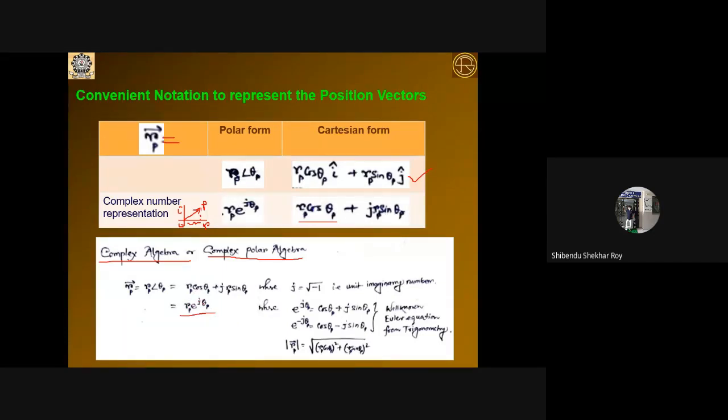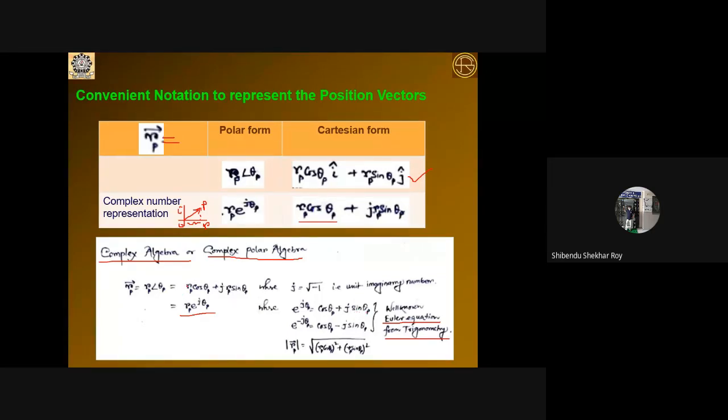So the r_p e to the power j theta_p, from your mathematics you might know, and you expand it, it will be r_p cos theta_p plus j r_p sin theta_p, where j is the unit of imaginary number, root over of -1. Now you know from your well-known Euler equation from trigonometry, e to the power j theta_p, where j equals root over -1, equals cos theta_p plus j sin theta_p. And if it is so, e to the power j theta_p, with that r_p you multiplied, then you will get r_p cos theta_p plus j into r_p sin theta_p.